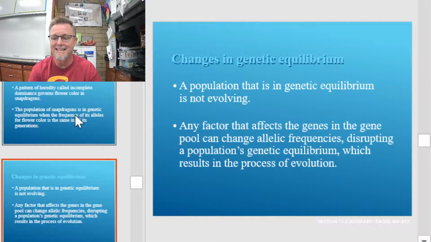A population that is in genetic equilibrium is not evolving. So if you're not in equilibrium, you are evolving. Any factor that affects the genes in the gene pool can change the allele frequency and then disrupt the population's genetic equilibrium. Roundup. There you go.